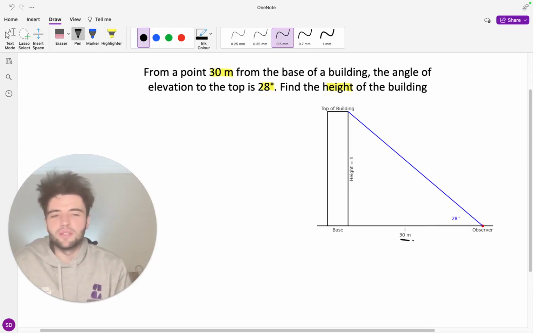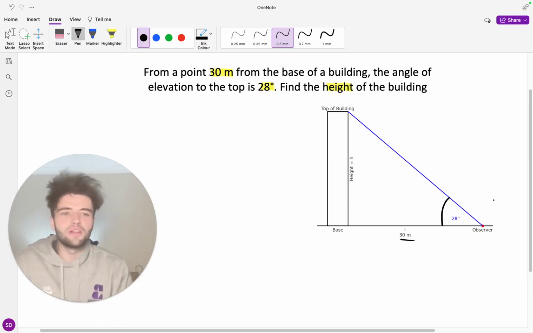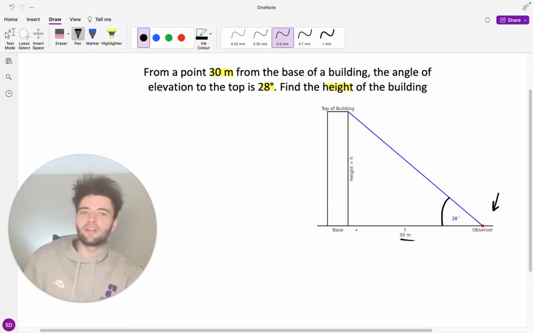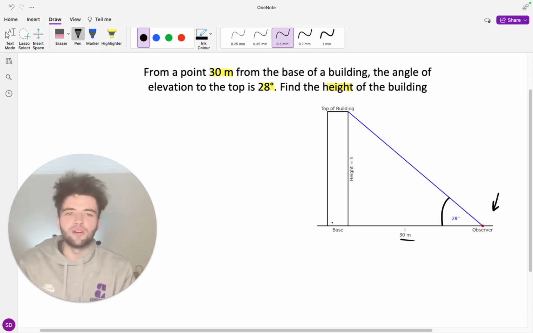We've got this 30 meters in the bottom here, which is the distance between the person and the building, and then this 28 degrees basically represents the angle they're looking up at to the top of the building. And it's important to note here that we can ignore the height of the observer. We're not told that it's eye level or anything, so we can think of this person as basically lying on the ground with a tool to measure the height of the building.